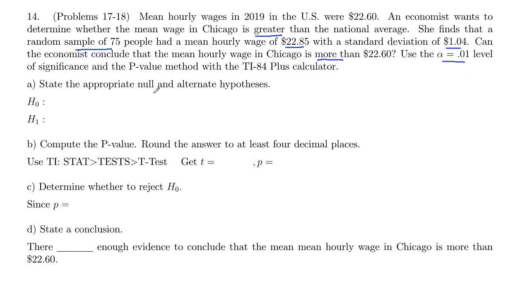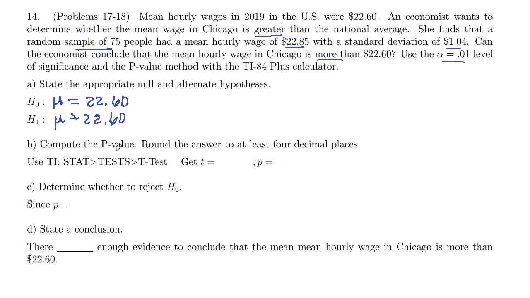So first we are stating the null and alternative hypothesis. So we're testing to see if the wages in the U.S. were $22.60 and the sample in Chicago is $22.85. We're trying to test and see if that is extreme enough to indicate that the mean in Chicago is greater than the $22.60. So what we want to try and show is that mean is greater than $22.60. If that is not the case, then we'll conclude that the mean is $22.60.